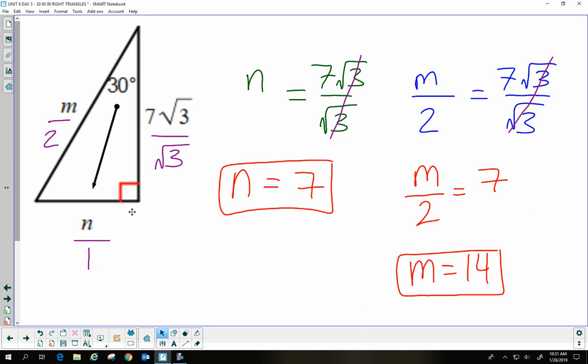So we're using our reference triangle to create fractions. We're taking those fractions and making them equal to each other to make proportions. And then we're solving those proportions to find out the missing side lengths.